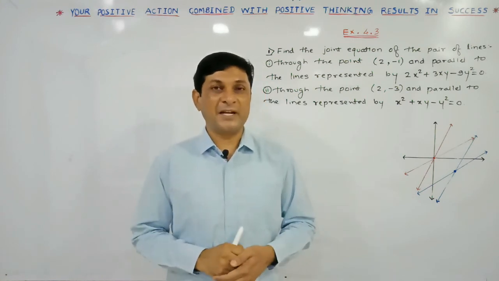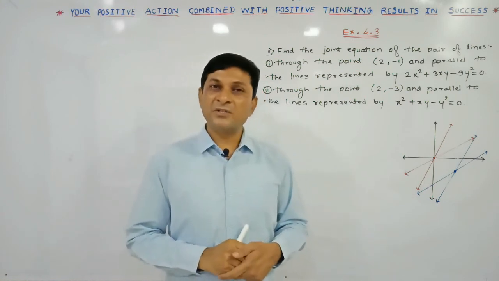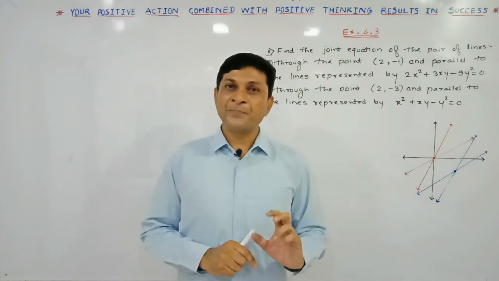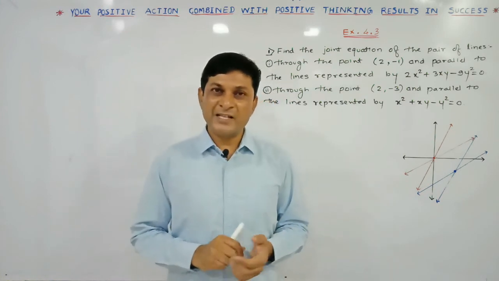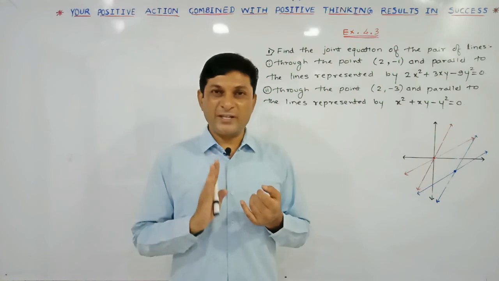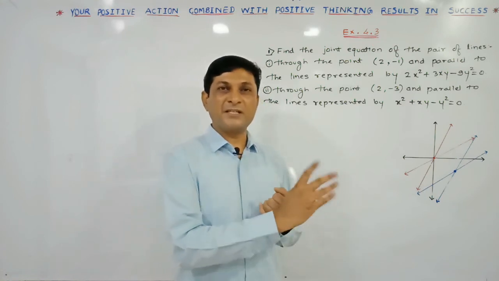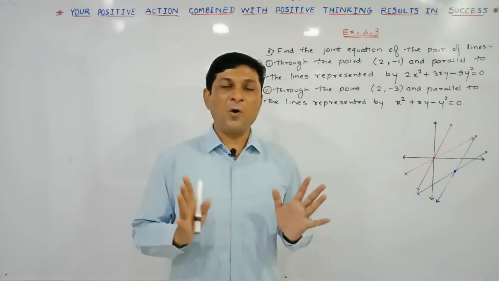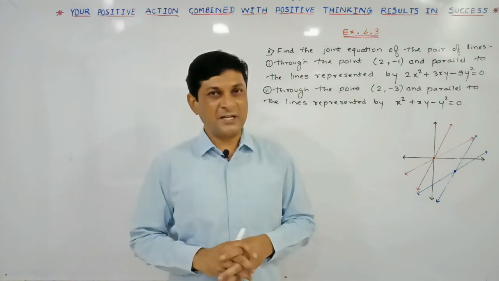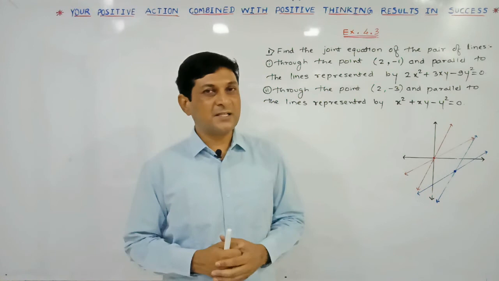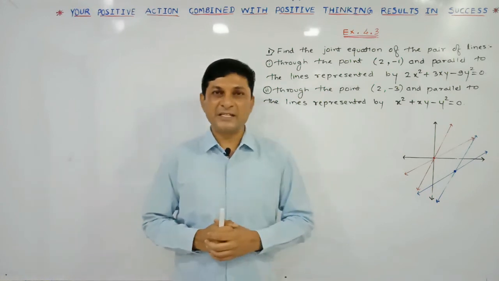The general equation of second degree in x and y. The general equation of second degree in x and y in standard form can be written as what? ax² + 2hxy + by² + 2gx + 2fy + c = 0. And we have seen all the results related to what? The general equation. Using all these results, we have to solve the examples from this exercise.